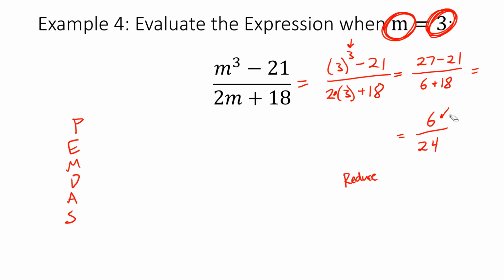So I can divide both of those by 6. I can divide the top by 6. 6 divided by 6 is 1. I can also divide the bottom by 6. 24 divided by 6 is 4. And that is my final answer. 1/4. That's a fully reduced fraction. There's your answer.